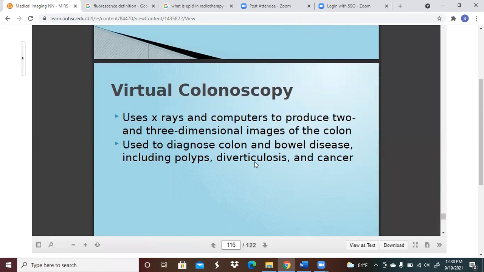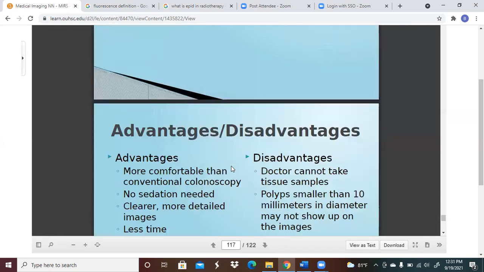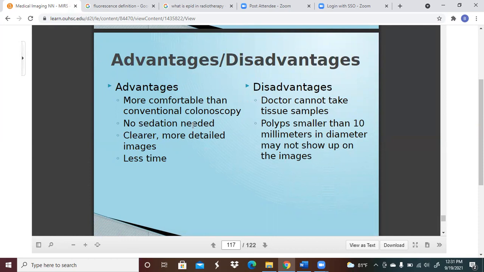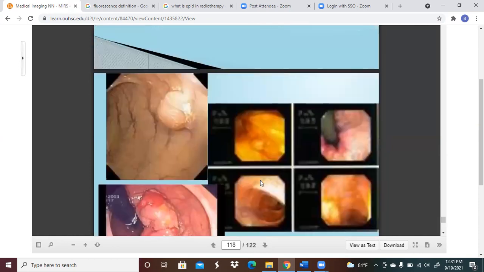Virtual colonoscopy. It uses X-rays and computers to produce 2- and 3-dimensional images of the colon, used to diagnose colon and bowel disease, including polyps, diverticulosis, and cancer. The advantages are more comfortable than conventional colonoscopy. I wouldn't know because I've had a conventional colonoscopy. Not exactly sure how this would differ from that, but apparently no sedation is needed, and clearer, more detailed images, and takes less time. The unfortunate thing is that you can't take tissue samples. A polyp smaller than 10 millimeters in diameter may not show up on the images.